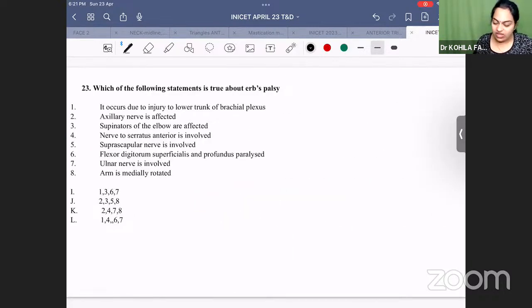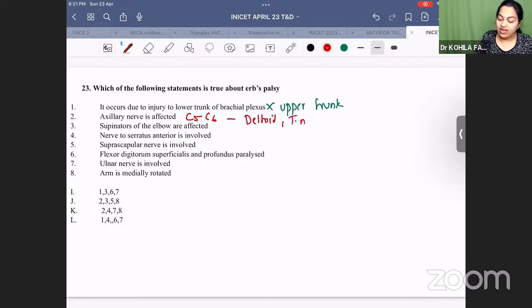Erb's palsy, easy question, right? So what were the options here? It occurs due to injury to the upper trunk, Erb's point, right? Axillary nerve is affected, yes or no? Yes. C5, C6 fibers are involved. This is going to supply the deltoid and the teres minor, right?